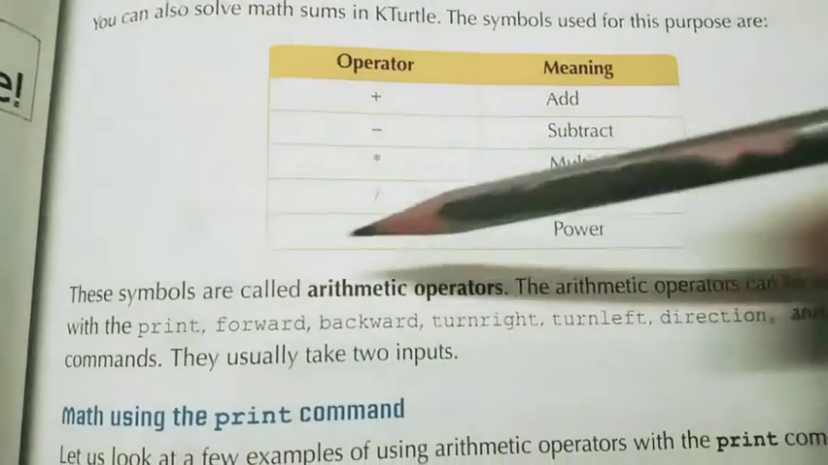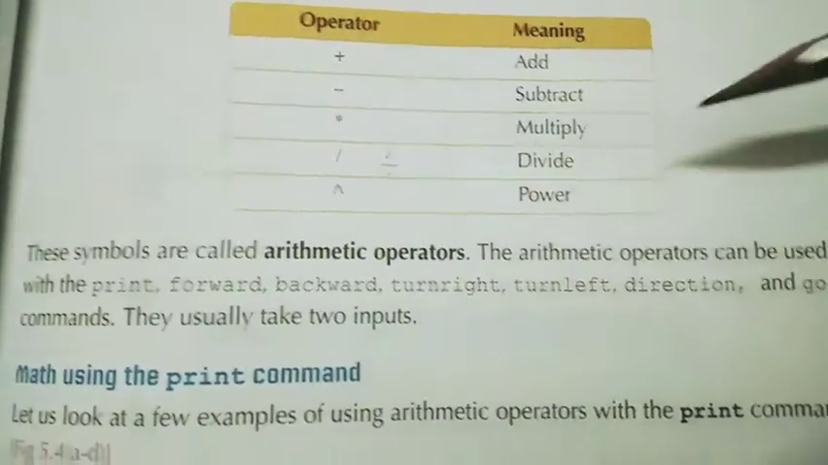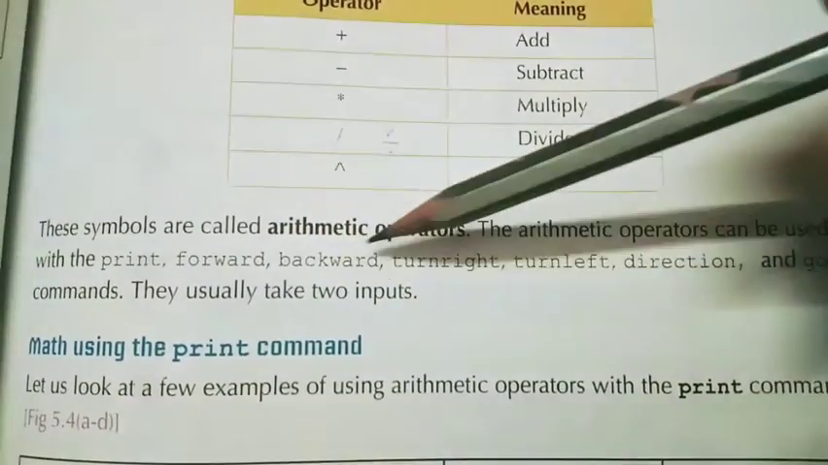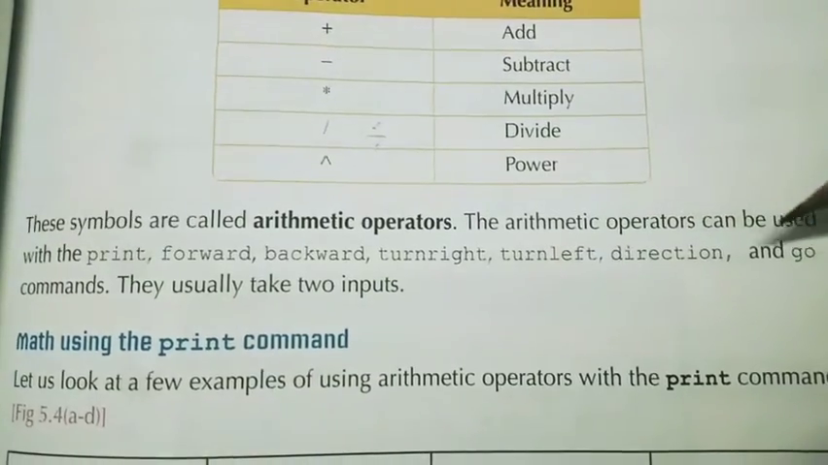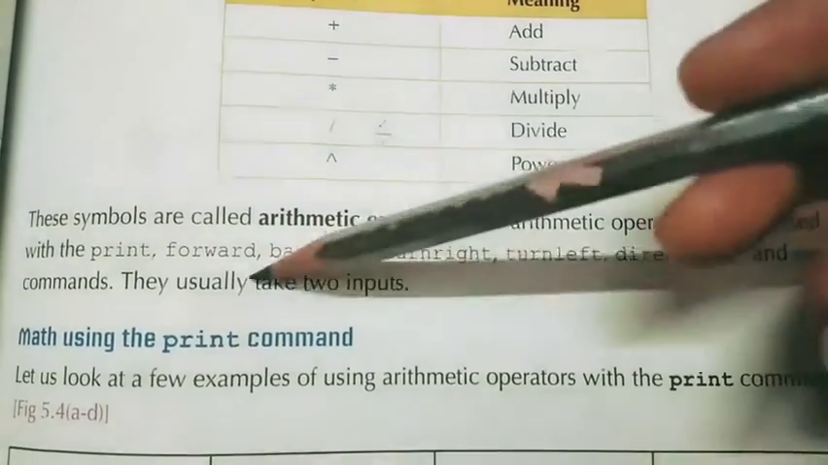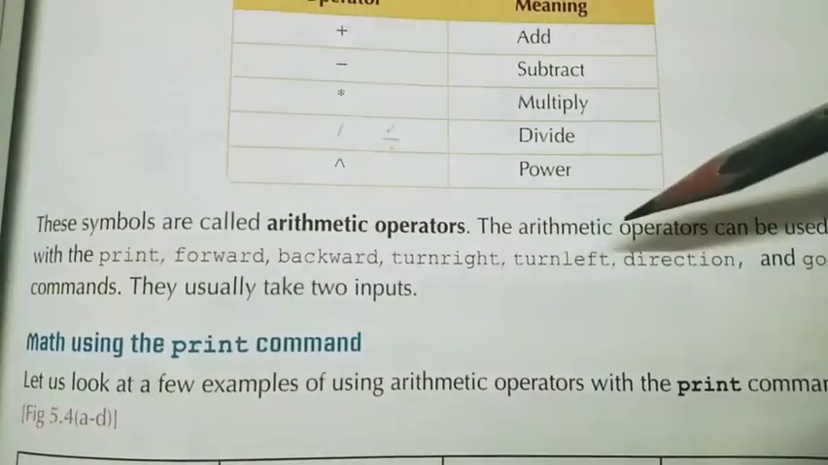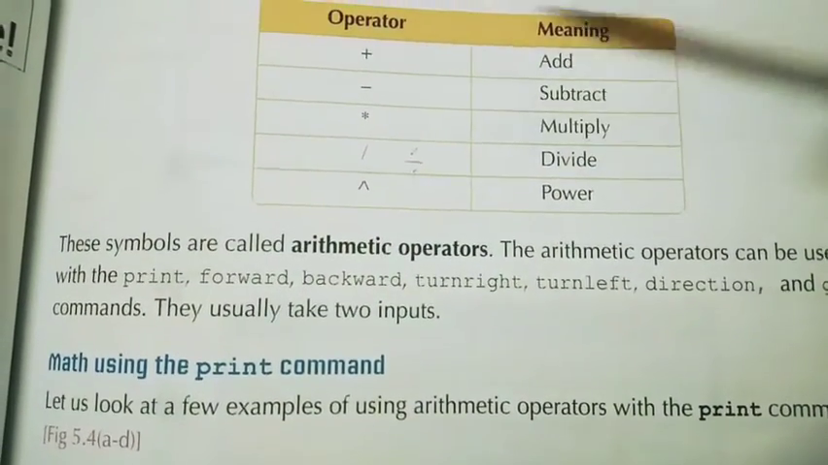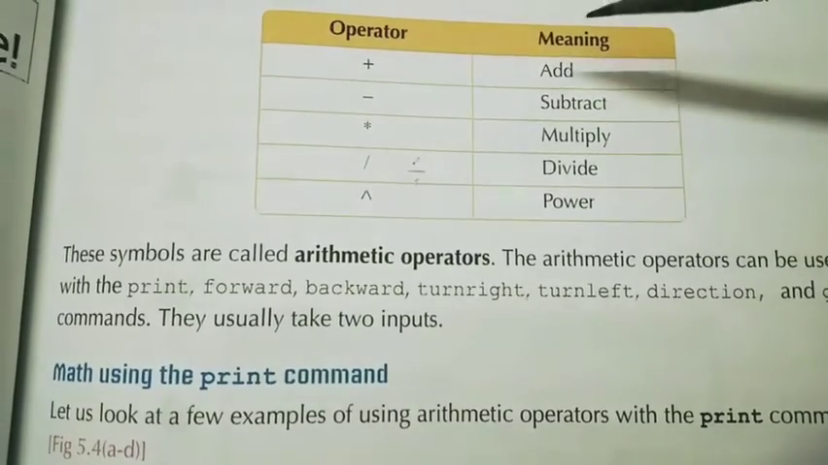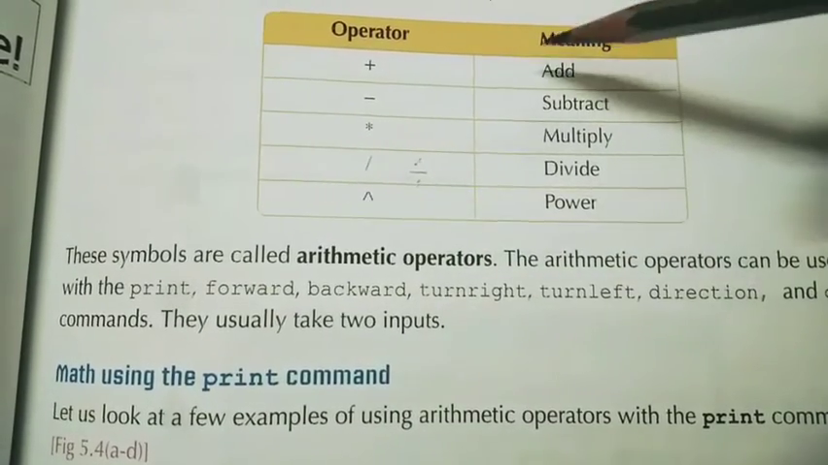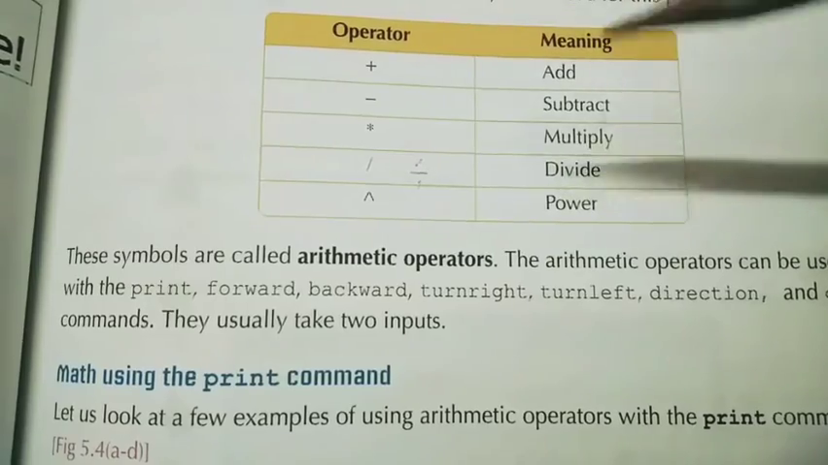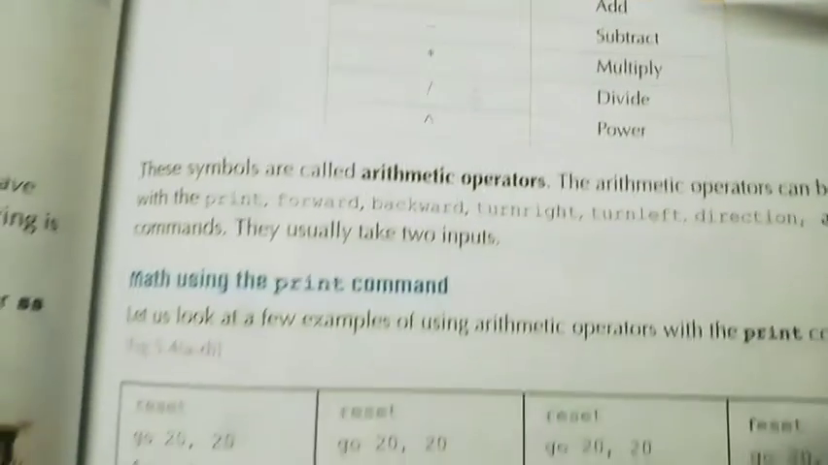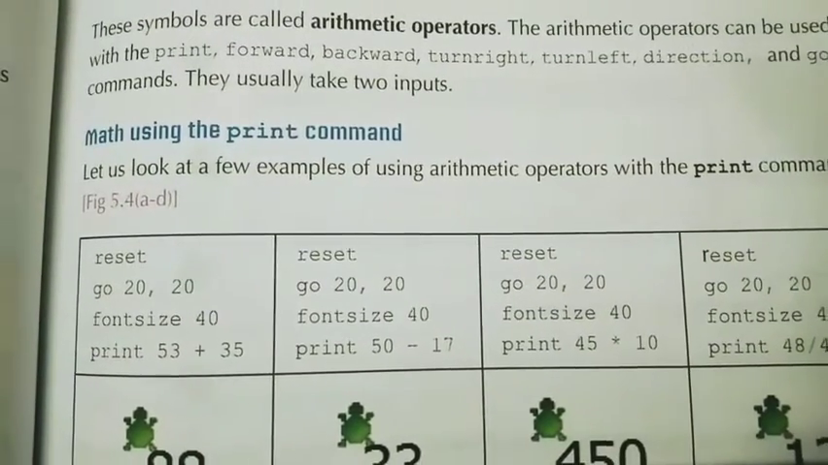Understood? These symbols are called arithmetic operators. The arithmetic operators are used with the print, forward, backward, turn right, turn left, direction and go commands. They can be used with all these commands. They usually take two inputs, because how can you solve any problem? If there are two inputs, then only you can plus or minus, multiply or divide anything. With one input, you cannot. Okay.